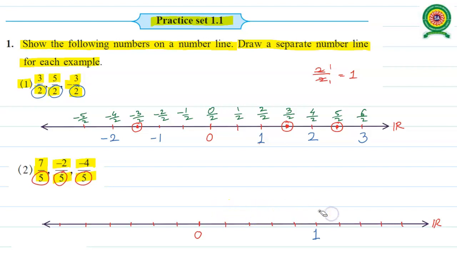Same thing towards the left of 0. Let us count down: 1, 2, 3, 4 and 5. So at the place of 5 parts we have to consider the first unit place as minus 1, because we are moving towards the left of 0. Towards the left of 0 we have all the negative integers.